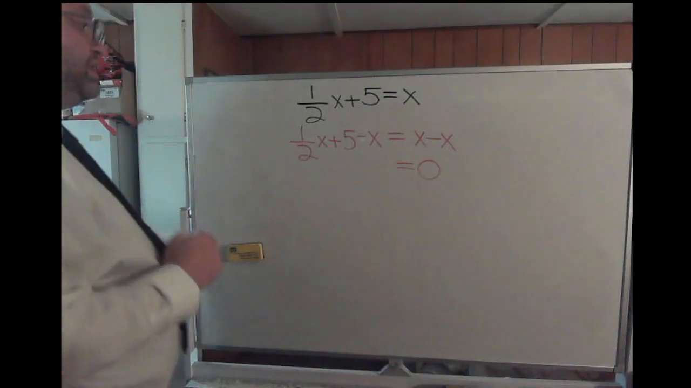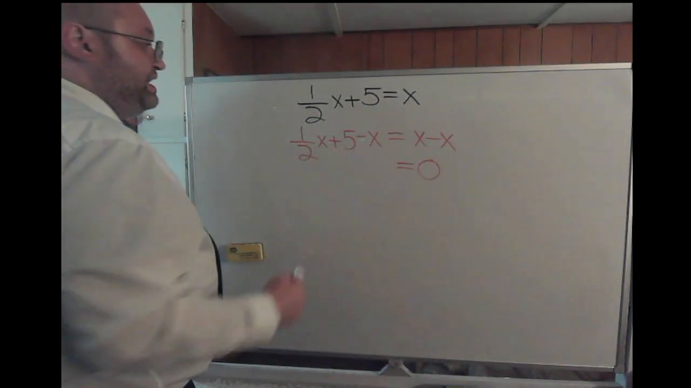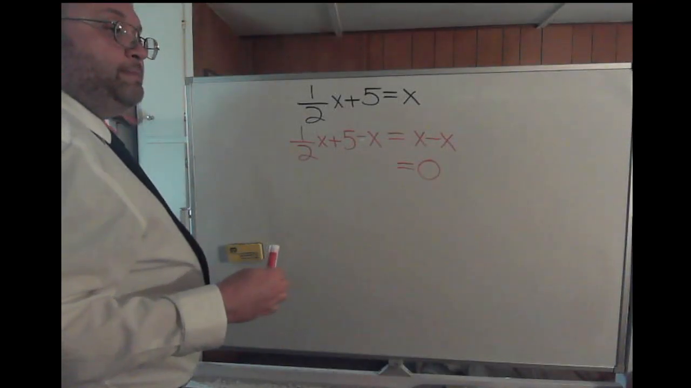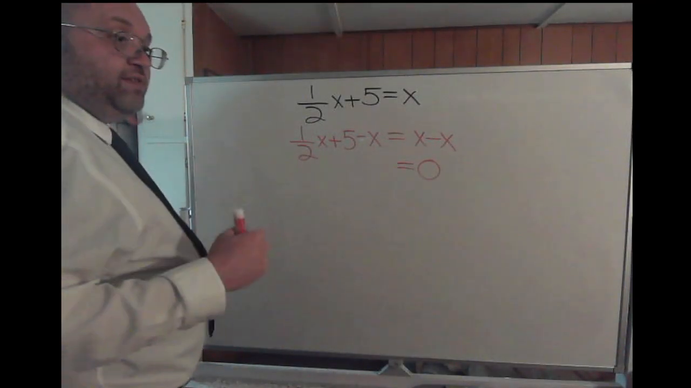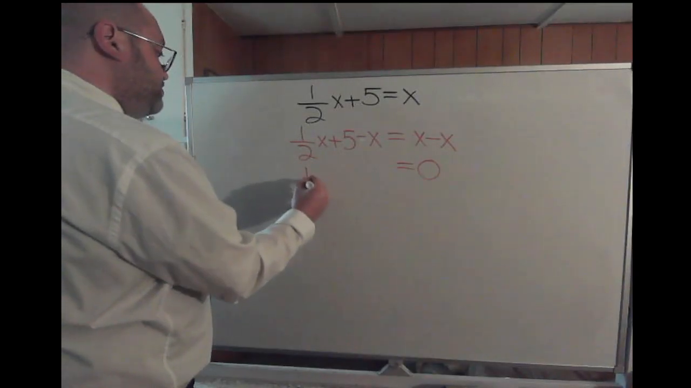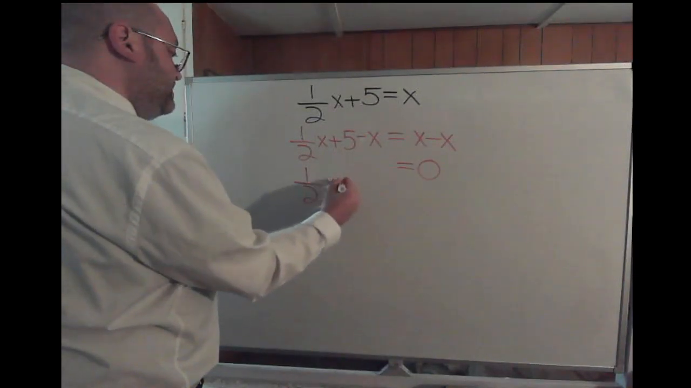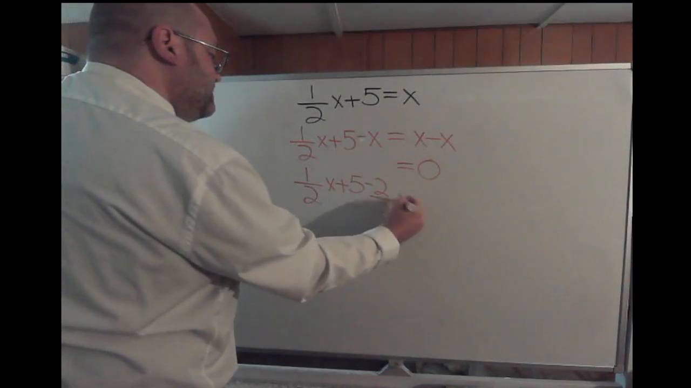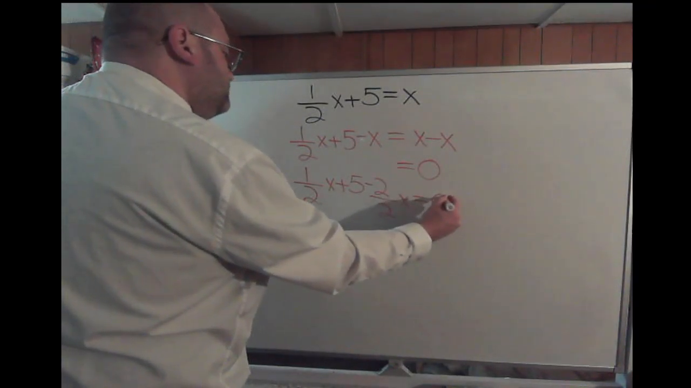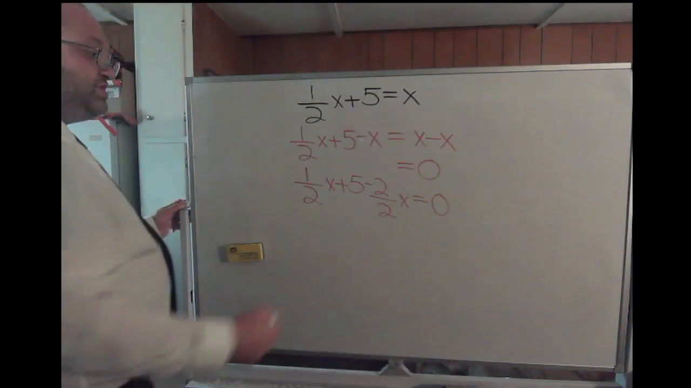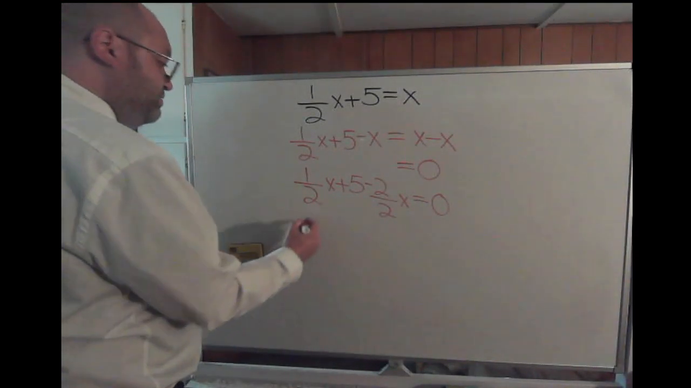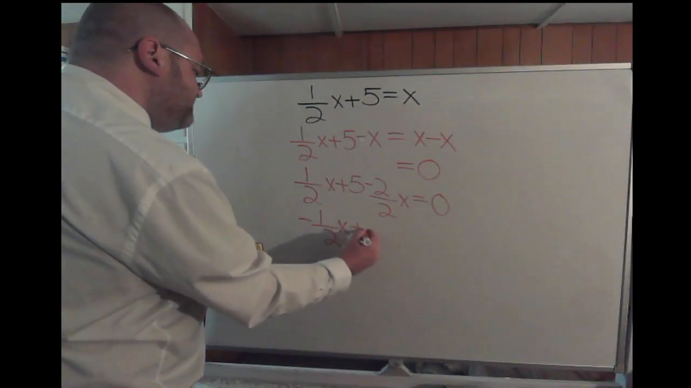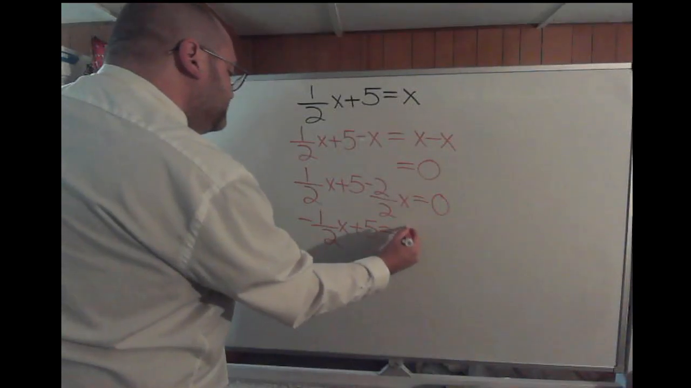Now, this is where it gets fun. We have 1/2 x minus x. Well, that coefficient on the x is 1, so it's like 1/2 minus 1. 1 is also 2/2, is it not? Let me illustrate that. So you have 1/2 x plus 5 minus 2/2 x is equal to 0. Because 1 is 2/2. So now you do 1/2 minus 2/2, you'll get negative 1/2 x plus 5 equals 0.